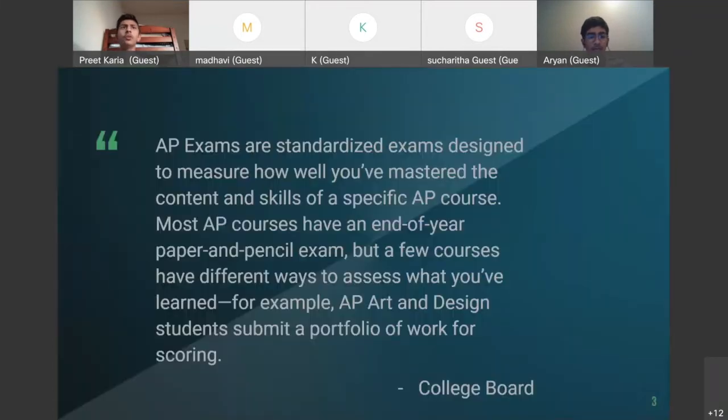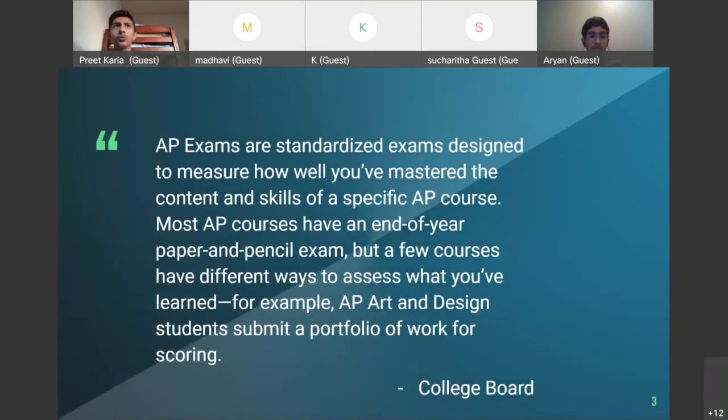So starting off, this is a quote from College Board. AP exams are standardized exams designed to measure how well you have mastered the content and skills of a specific AP course. Most AP courses have an end of year paper and pencil exam, but a few courses have different ways to assess what you have learned. For example, AP Art and AP Design students submit portfolio work for scoring.